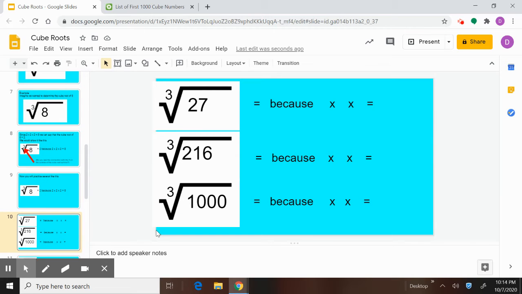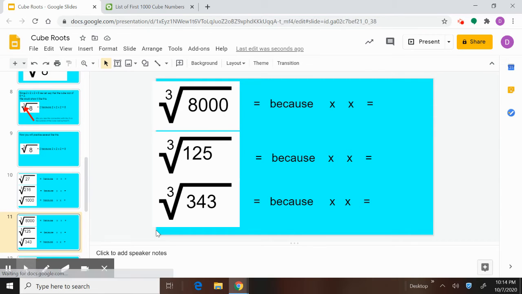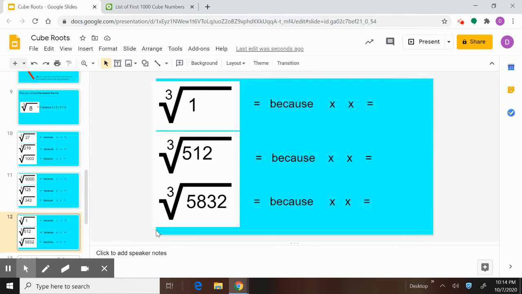We're going to determine the cube root of 27, the cube root of 216, the cube root of 1,000, the cube root of 8,000, the cube root of 125, the cube root of 343, the cube root of 1, the cube root of 512, and the cube root of 5,832.